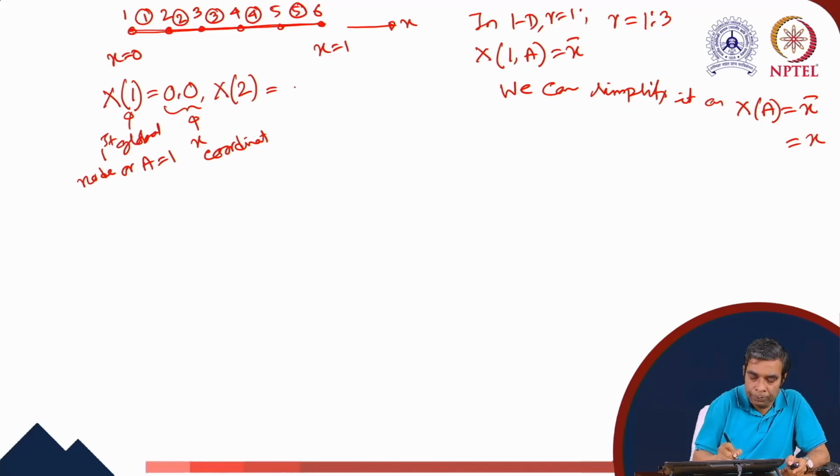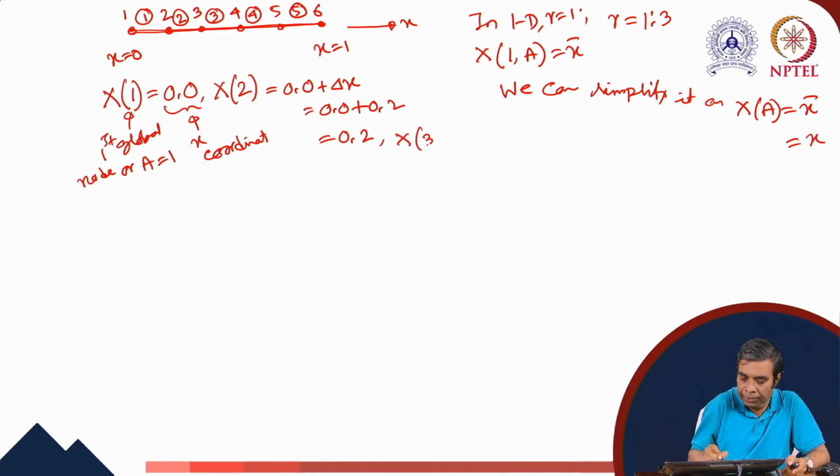x2 equals 0.0 plus delta x. Our delta x was 0.2, the mesh size was 0.2. So this is 0.0 plus 0.2 equals 0.2. So x3 will be 0.4. We can easily understand it.